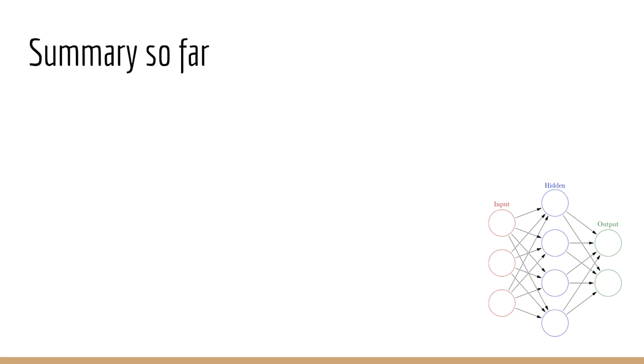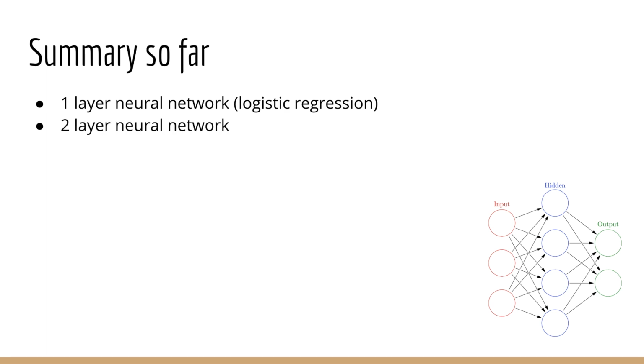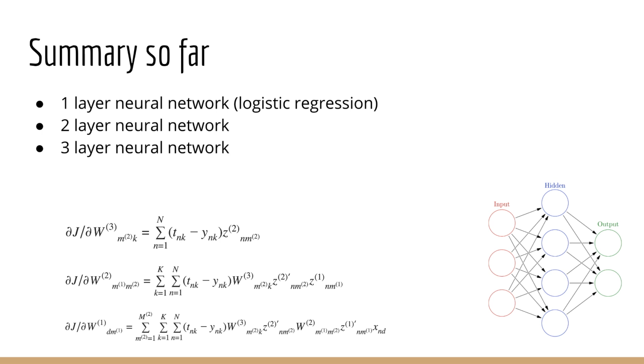To summarize what we've done so far, we've gone from solving for the gradient of a 1-layer neural network, which is logistic regression, to a 2-layer neural network, and now a 3-layer neural network. Here in this page, I've summarized the derivatives for each layer of a 3-layer neural network.